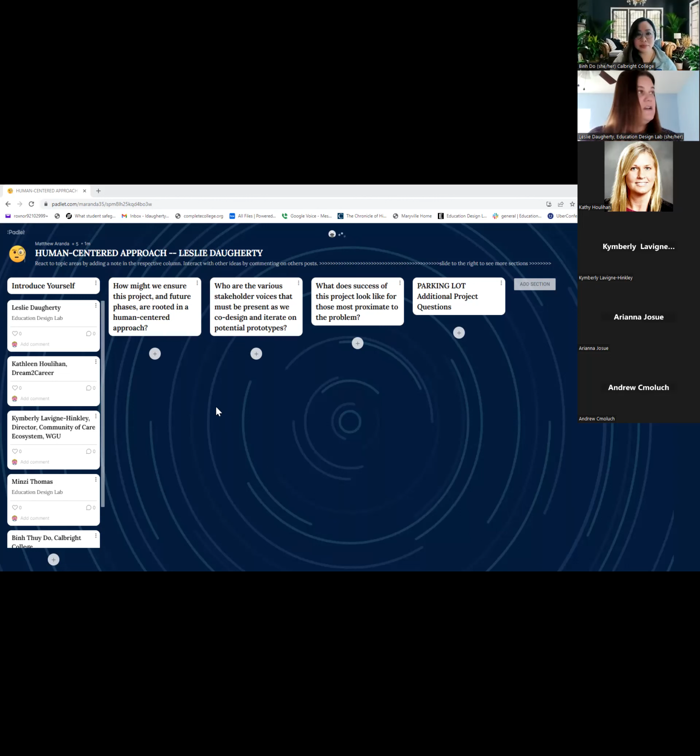We're asking you to intro yourself, but from there we wanted to ask this question. So how might we, as interested parties, as potential partners and advisors within this project, how might we ensure that this project in the future phases are rooted in a human-centered design approach? So jump into the Padlet. You can also say things out loud. 100% cool with this group.